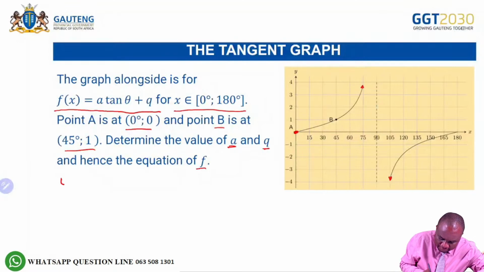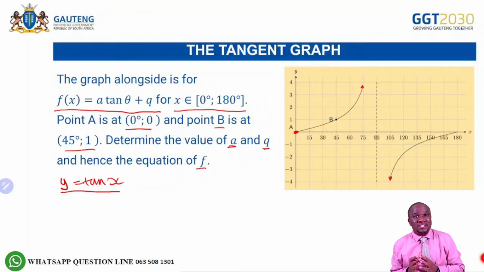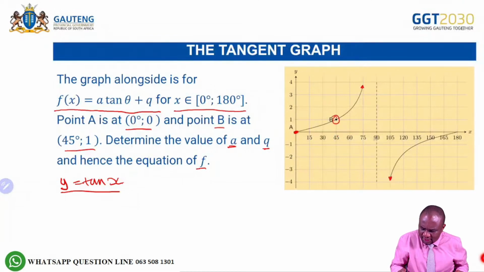Here, our parent graph is y equals tan theta, or tan x. We're using x for our angle there. We must know the critical points and the key features. Then it becomes very easy for us to interpret any other graph that is due to a transformation of this. Like here, you can see that 45 degrees will give you 1. The asymptote is at 90. The x-intercept is at 0.